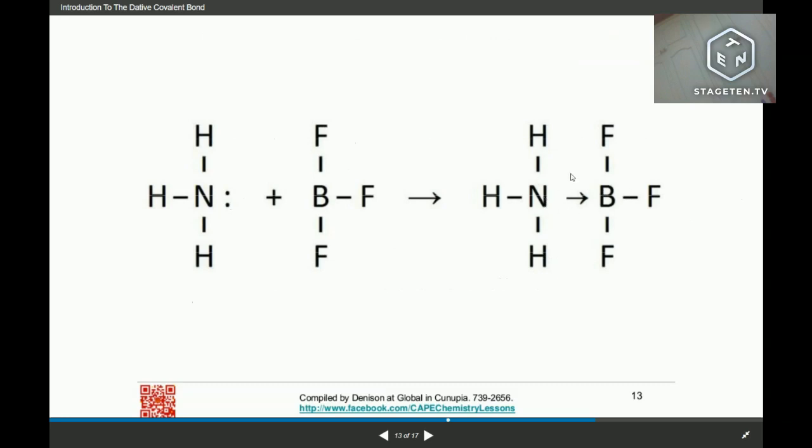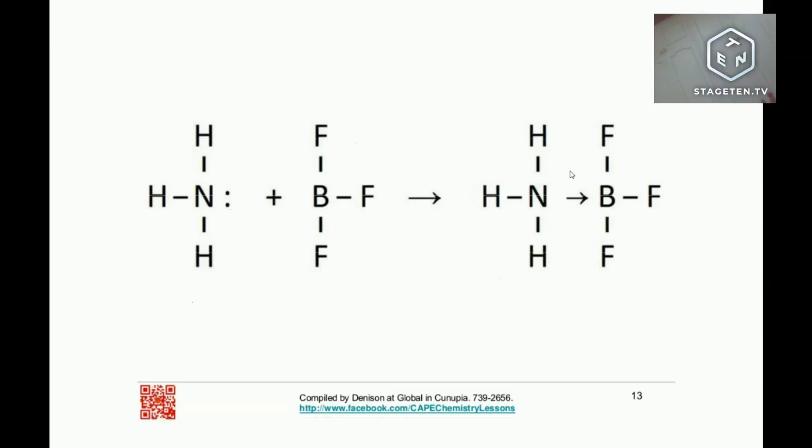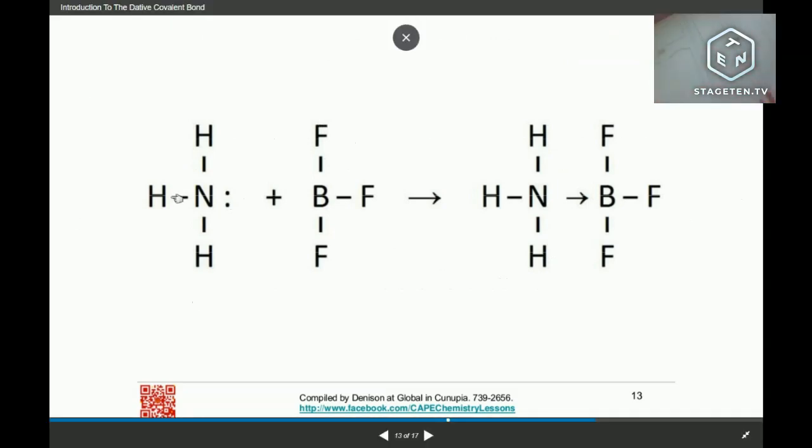So if you want to draw a dative bond, the best way to do it is to draw the individual components and then draw an arrow from the lone pair to where it's going to be received. Okay? So ammonia, boron trifluoride, arrow, and you get your compound.